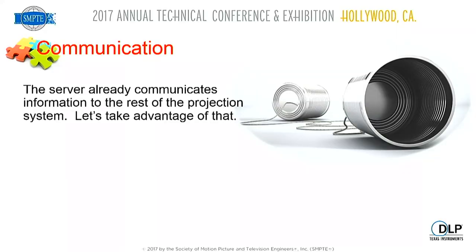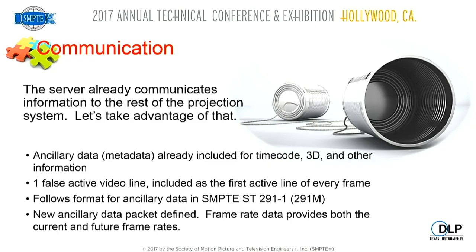The second puzzle piece, gotta have communication. So the server already communicates information to the rest of the projection system. So let's take advantage of the mechanism that we're already using. There's something called ancillary data or metadata that rides along with the video frames. It's the first active line of video, but it's got headers in it that says, oh, by the way, this isn't an active line of video, this is really metadata.